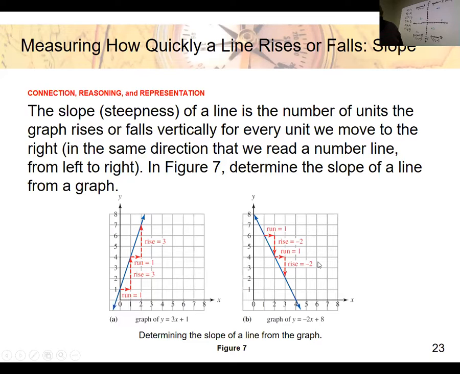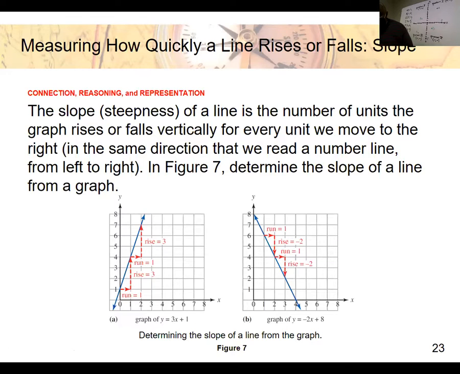Now, the one on the right is the graph of y equals -2x plus 8. You can see this is falling from left to right, so that slope has to be negative. So from left to right, we run to the right 1 and go down 2. And then to the right 1 and down 2 again. So that slope will be -2 over 1, or just -2.